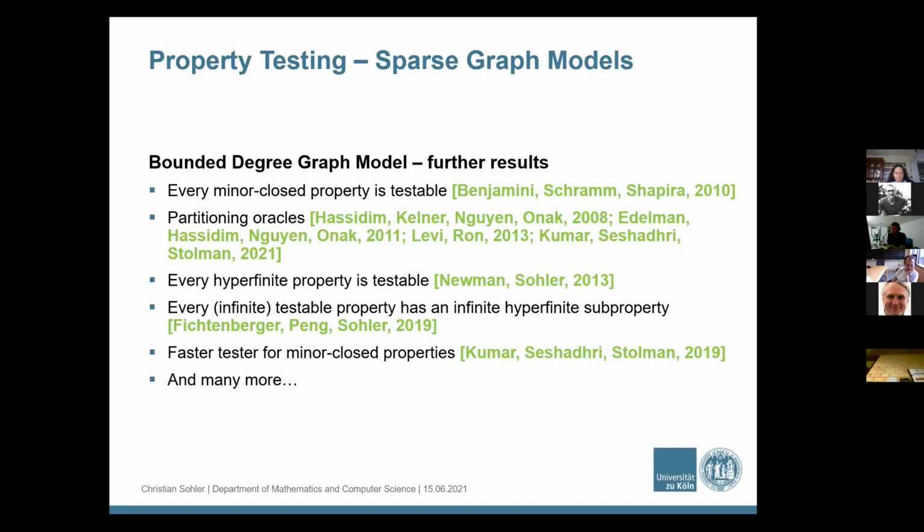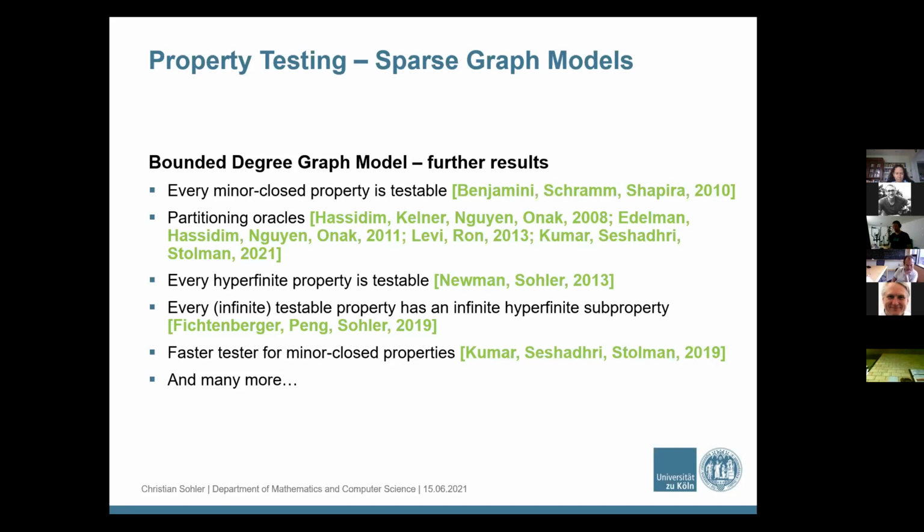One of them is the paper by Benjamini, Schramm, and Shapira, who showed that every minor closed property is constant time testable. And they were using that one can identify whether a graph can be decomposed into small connected components by removing few edges. And once you have identified this, this can be used then to test, for example, planarity.